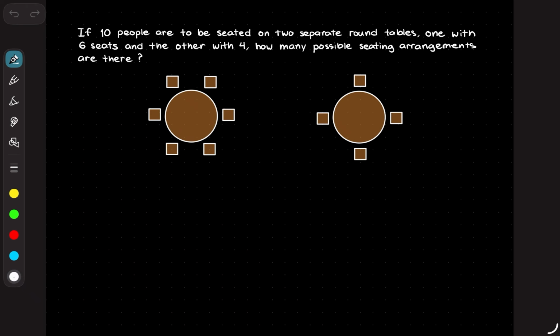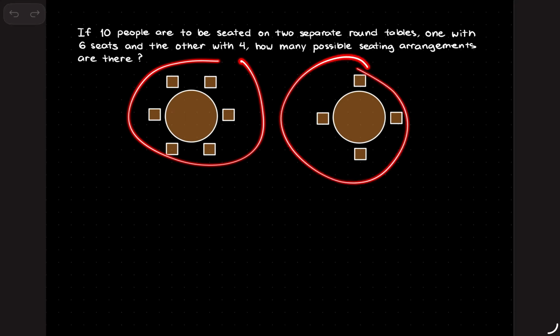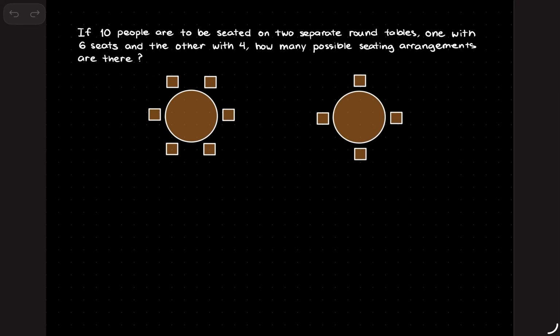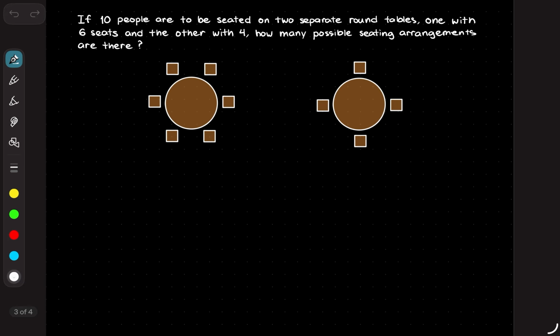So if 10 people are to be seated on two separate round tables, illustrated out here, one with 6 seats and the other with 4, how many possible seating arrangements are there? So before we proceed, you may first try this one out on your own. Okay, good. Let's begin.